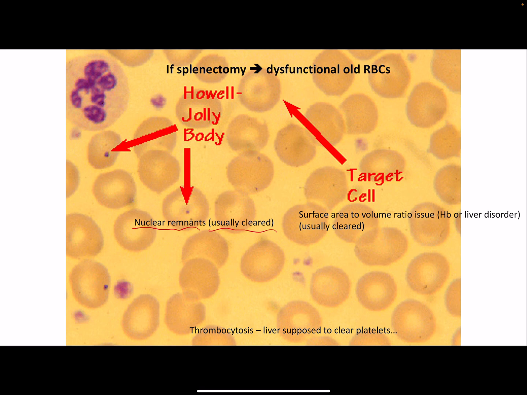defective for some reason. A target cell, you can have issues with hemoglobin, like a thalassemia, or you can have a liver issue, but there's a surface area to volume ratio that's screwed up with the red blood cell. Any defective red blood cell should get cleared by the spleen. So if you just see a bad red blood cell in general, you probably think that the spleen might be bad. Also, you might have thrombocytosis because the spleen is supposed to clear platelets. If you don't have a spleen, obviously, that's going to be an issue there.